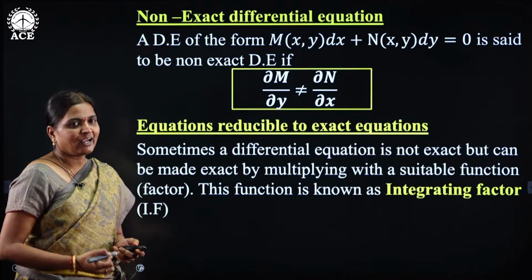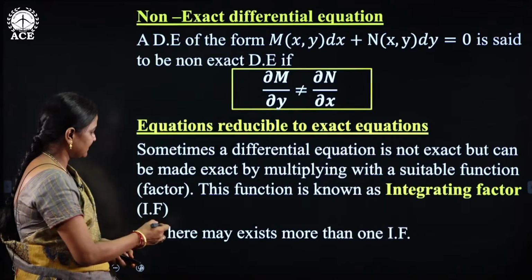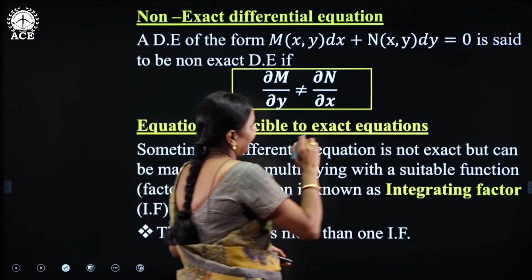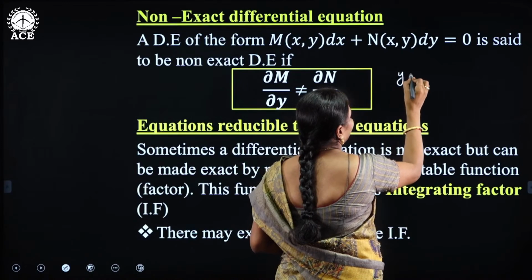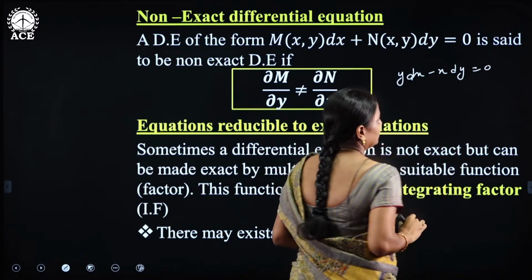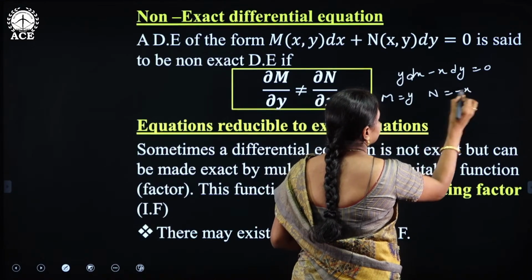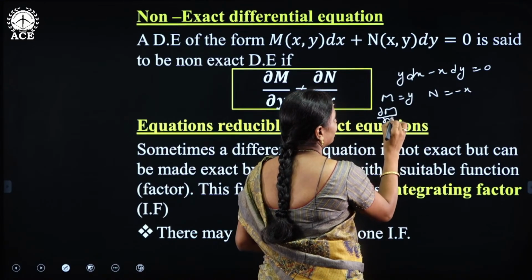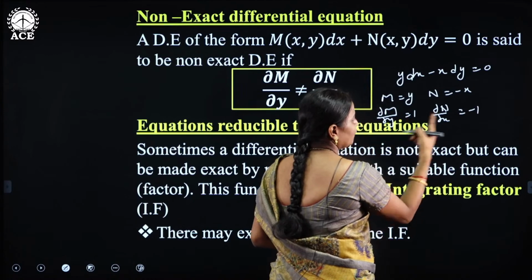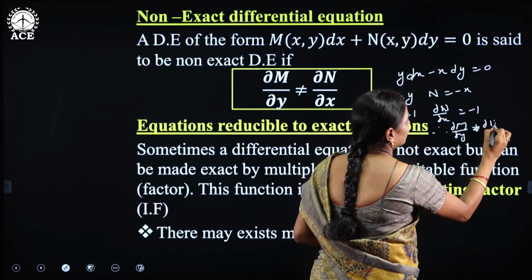So in a proper way, how to define integrating factor? And here one more key point is there may exist more than one integrating factor. Suppose if we take the example y dx minus x dy is equal to 0. So here what is the m? M is equal to y, n is equal to minus x. What is the dou m by dou y? Dou m by dou y is equal to 1, dou n by dou x is equal to minus 1. So from these two, what is the condition? Dou m by dou y is not equal to dou n by dou x.